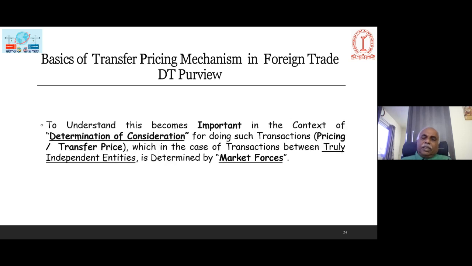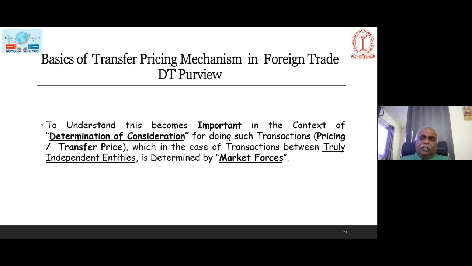To understand this becomes important in the context of determination of consideration. One parent company is giving some goods to a subsidiary or associate. The consideration should be equal to the market rate, not below. Even though it is a related party transaction, it should be an arm's length transaction. Whether it is a public party or a related party, the transfer price should be equal, not less.